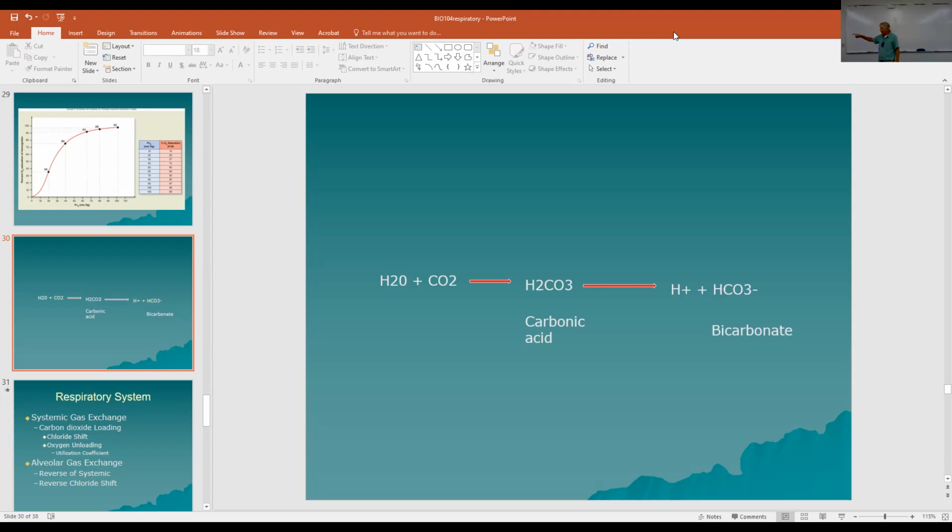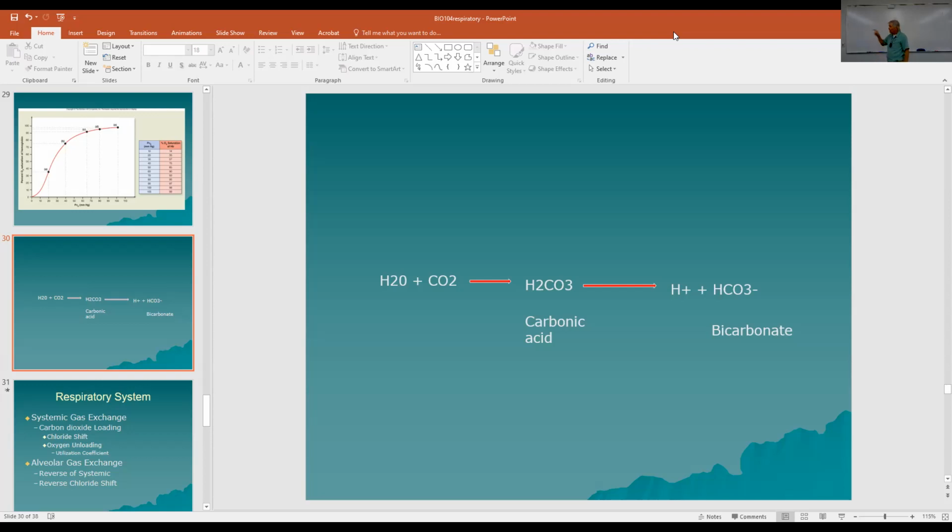So notice H plus on the right-hand side. And the direction in which this equation flows depends upon how much of the reactants are there compared to the products. Is there lots of water and CO2 compared to carbonic acid? Then lots of carbonic acid will be made. If lots of carbonic acid is made, lots will break down into hydrogen ion and bicarbonate.